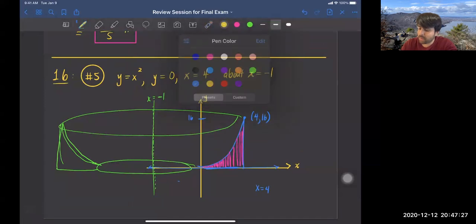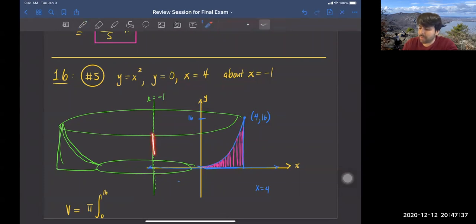Again, the setup is the most difficult part. So the volume is going to be pi from 0 to 16. Now what's going to be the radius? I'm looking at it from this perspective all the way to the outer function here. What's this distance every single time? This is a constant, right? What's going to be this distance?